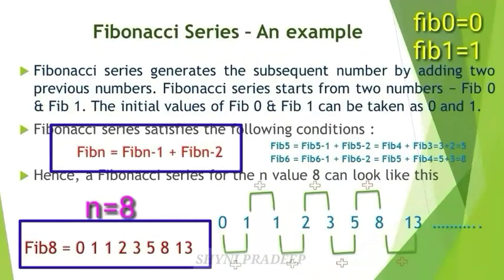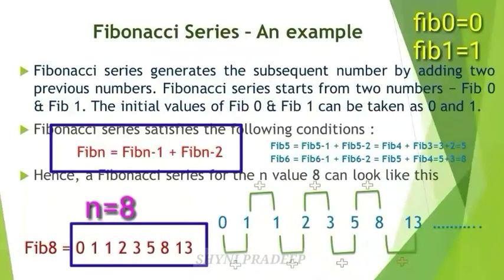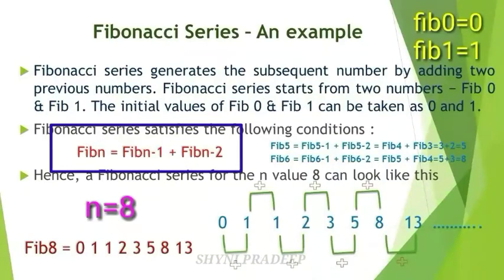See here, Fib n is equal to Fib n minus 1 plus Fib n minus 2. This Fibonacci series is generated by using this condition. So how will you check this condition? If you want to find the Fibonacci series for 8 digits, you will get the output like this. 8 digits means 0 to 7. The digits start from 0, so 0 to 7, that is 8 digits. So this Fibonacci series satisfies this condition. How will you check this condition?